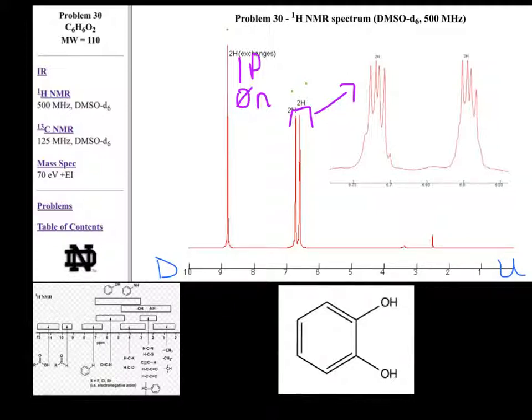in further detail. We see that the signal on the left has 4 peaks, which means that group is going to see 3 neighbors. And then moving to the right, we see that that group also has 4 peaks and is going to see 3 neighbors. It's also important to note that these 2 peaks are found in the 6 to 7 range, and that's going to tell us that they are going to be attached to an aromatic.